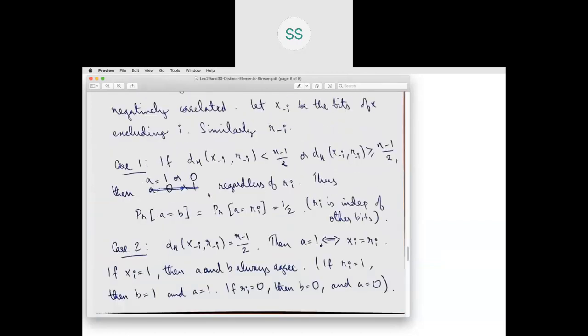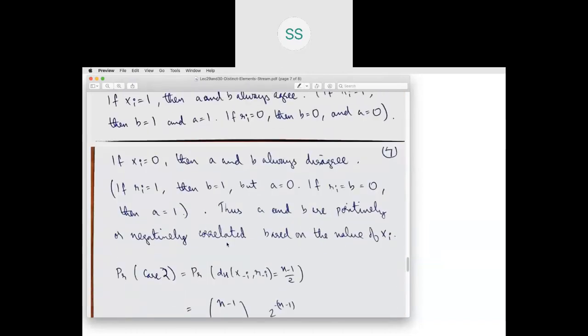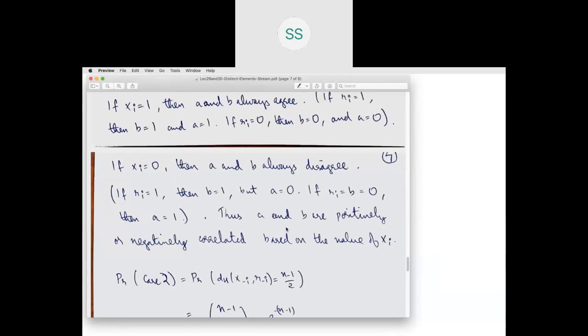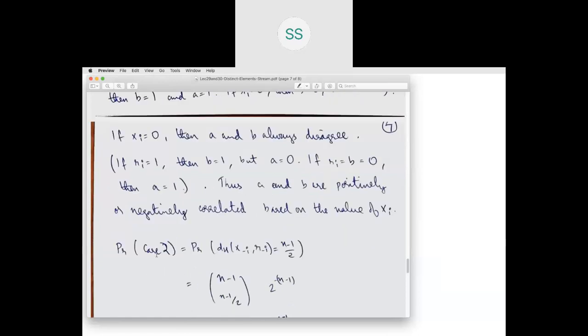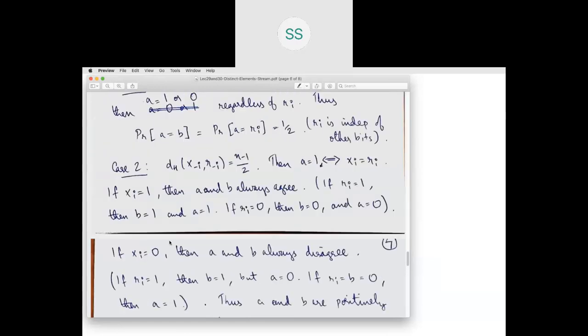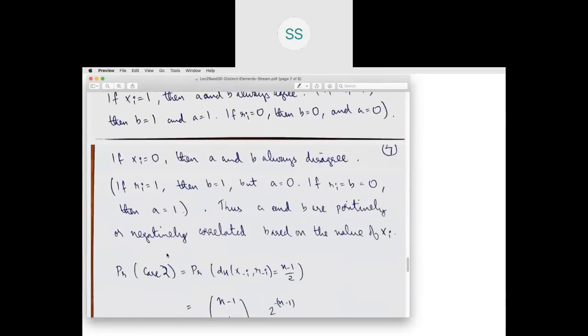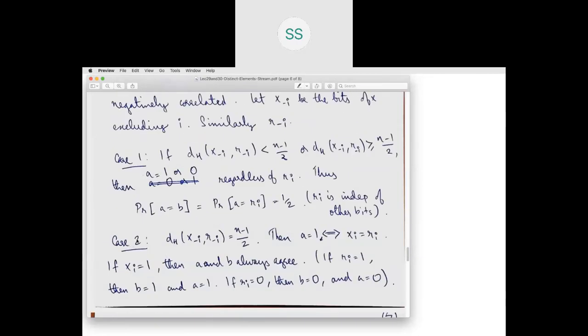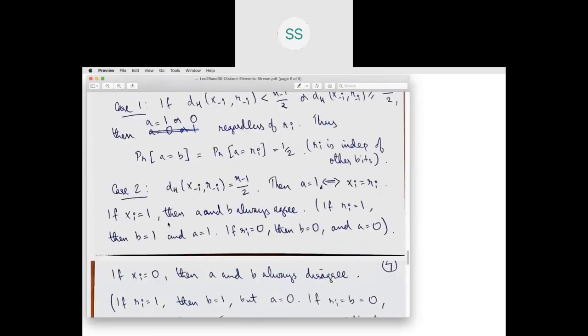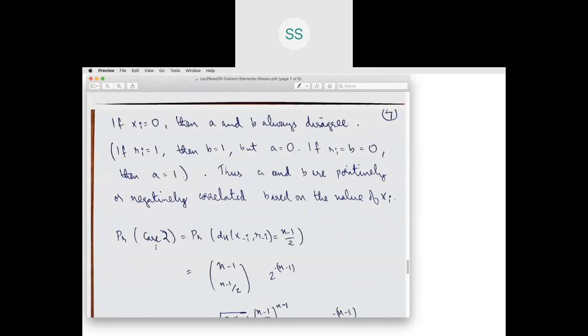So in case 1, A and B have no correlation. The probability that A equal to B is half. In case 2, the probability that A equal to B depends on the value of xi. It is equal to 1 if xi is 1, and the probability that A equal to B is 0 if xi is 0. So now, we will estimate the probability that A and B are same overall. So before that, let us estimate what is the probability that case 2 occurs, and what is the probability that case 1 occurs. The probability of case 2 happening.